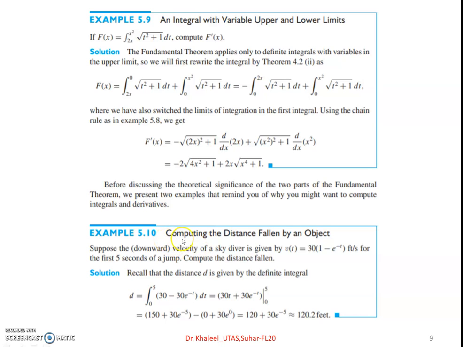So this is another example where you are computing the distance. Suppose that the velocity of a skydiver is given by this. For the first 5 seconds of a jump, compute the distance fallen. So the distance fallen is the integral from 0 to 5 of the velocity with respect to t. I want distance, so therefore I have to integrate velocity. I will get the distance. So the limits I substitute: I put t equal to 5 and then t equal to 0. We have this, and this is the answer.